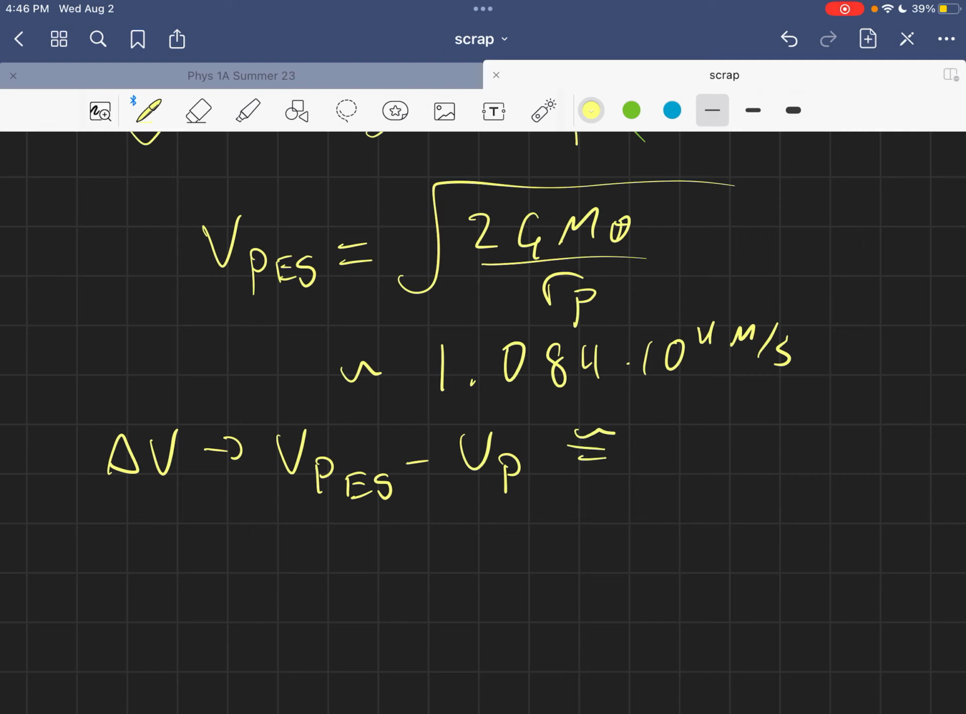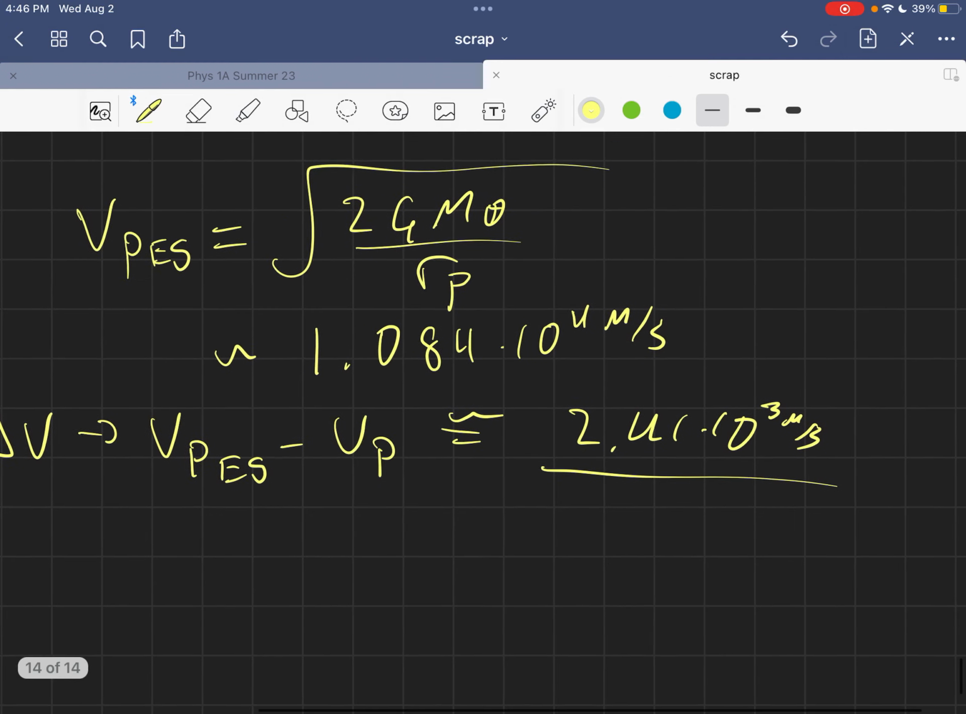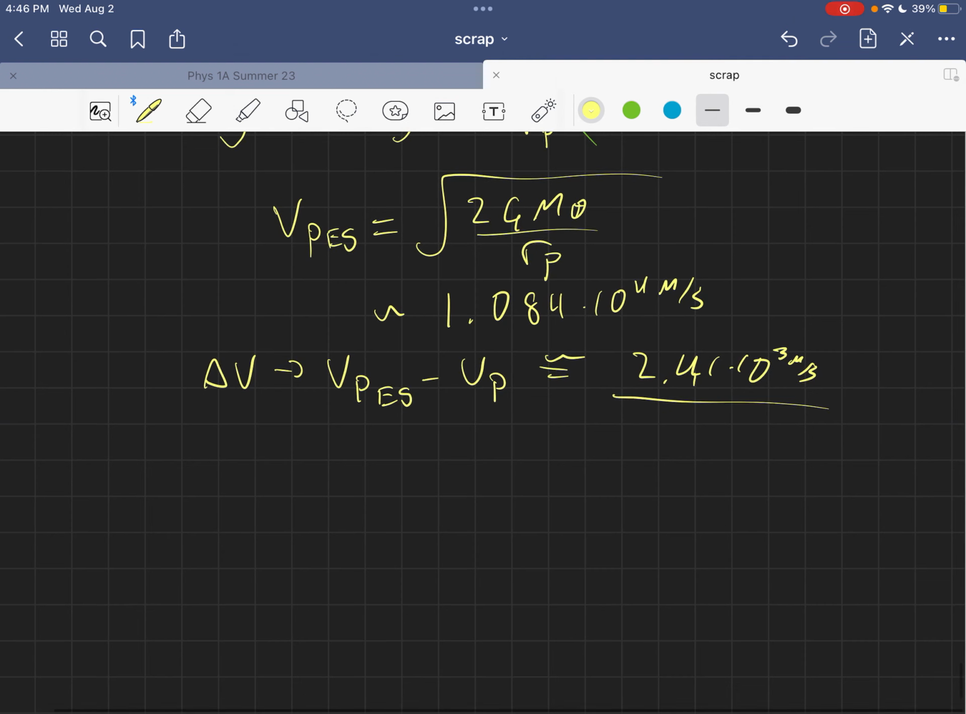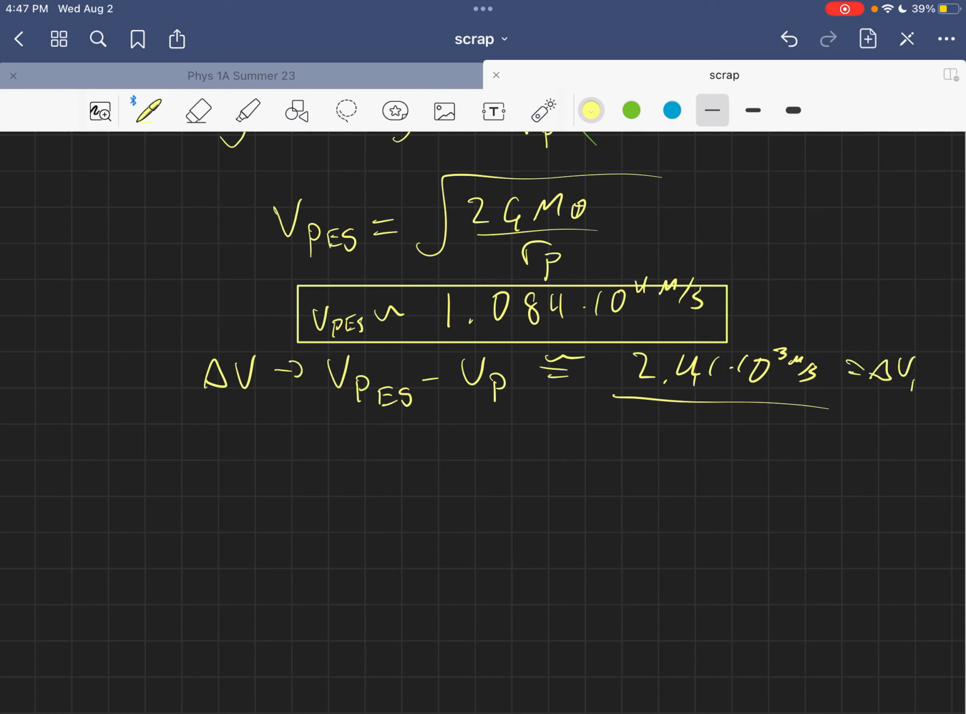And if you plug those in, that gives you about 2.41 times 10 to the 3rd meters per second. All right, so we need to increase our velocity by 2.41 times 10 to the 3rd meters per second using rockets to do that. Delta V is what that's called. For perigee, it would be this, okay? These two numbers. The escape velocity would be this one, and then our delta V at perigee would be this.